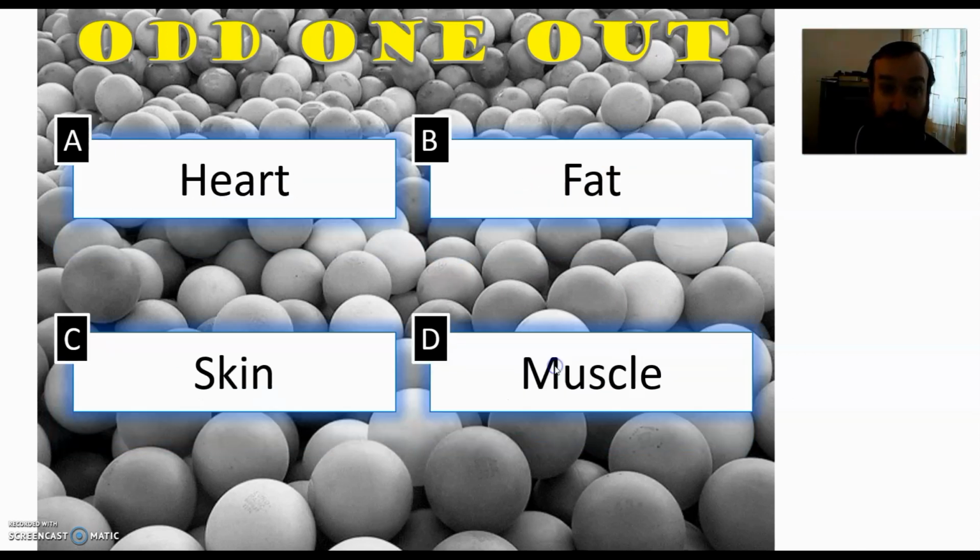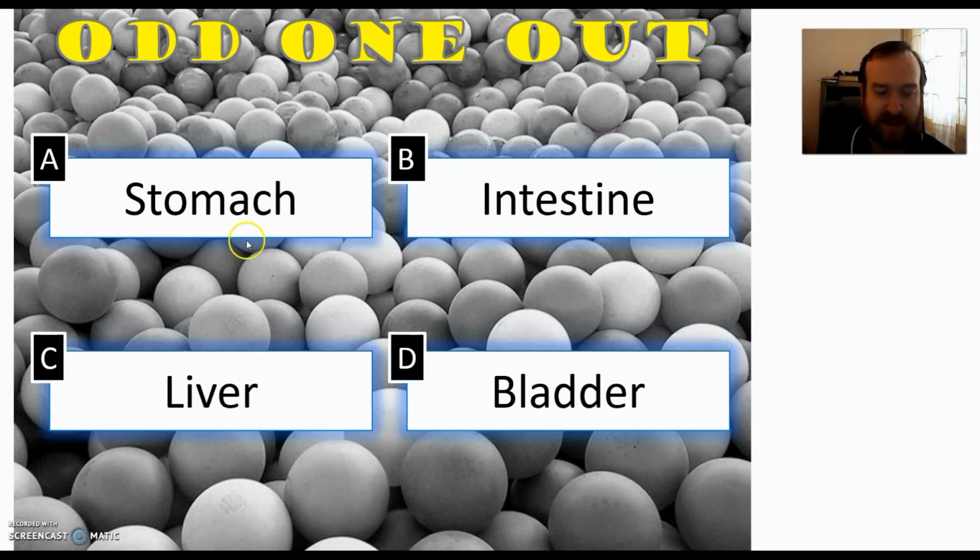It's an organ. Heart, fat, skin and muscle. I would say fat is the odd one out, because heart is an organ, the skin is an organ, and muscles are organs. Or they can be made up of organs as a tissue, really. But I'd say fat is the odd one out. And I think this is the last one.